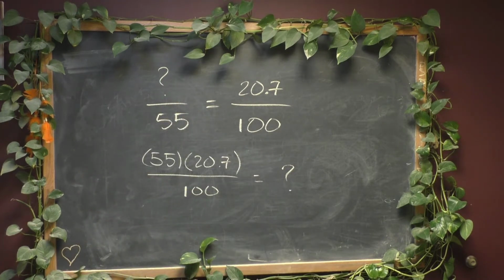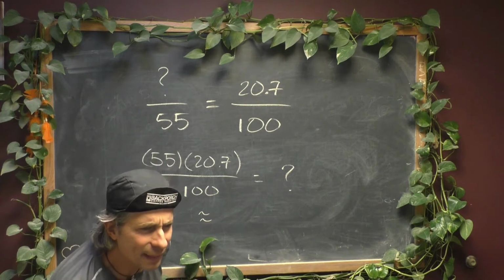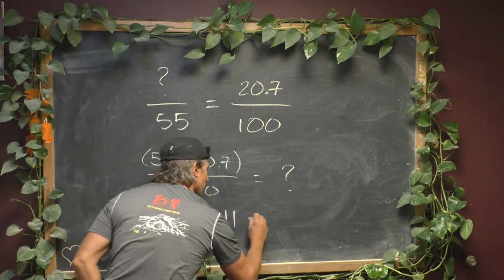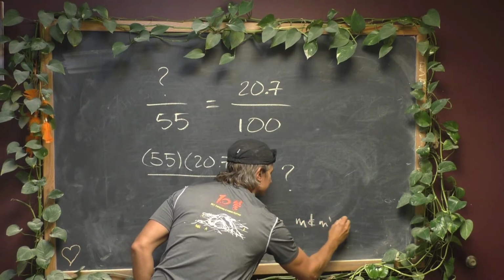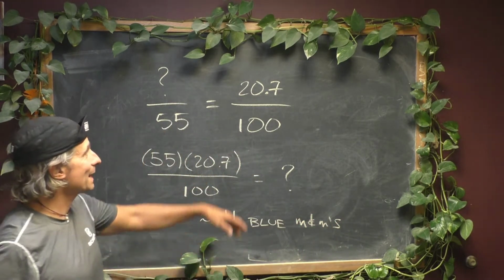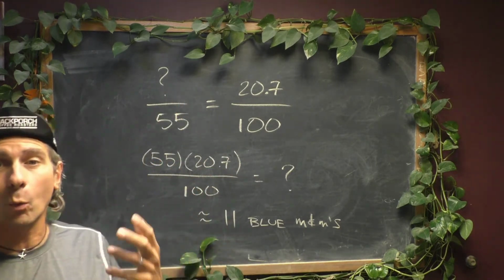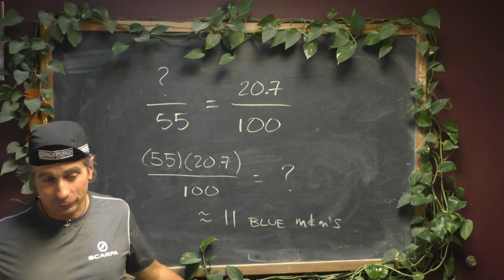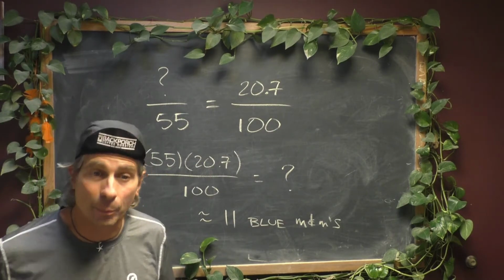So I'm going to jump down here into Google and do that. And I get a question mark of about 11.385, which is about 11 blue M&Ms. Which makes sense because 20% is about 1/5. So about 1/5 of the 55 should be blue. Okay, so that's one of the methods that we've established over the past of solving proportions.